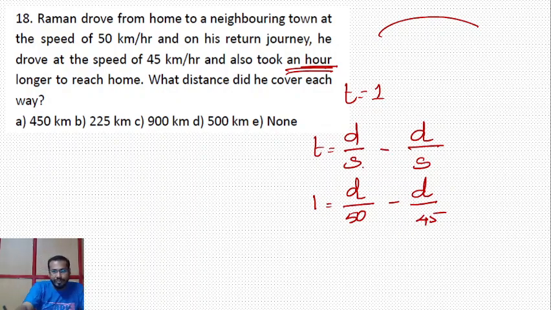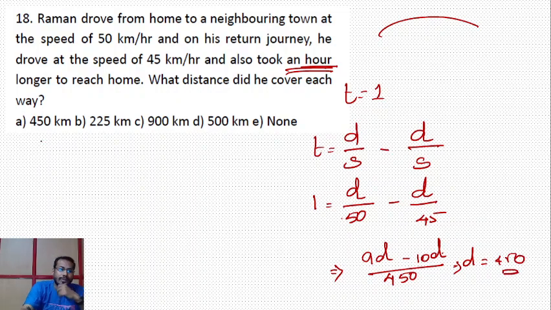So if you solve this, what is the LCM? 450. Okay. 450 is the LCM, which means 50 into 9 times. So 9D minus, here it will be 10D, right? So D is equal to what? 450. That's the right answer.